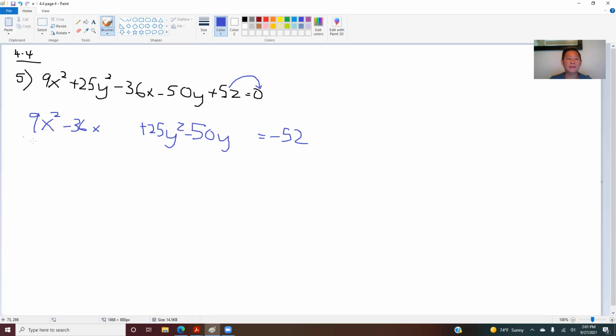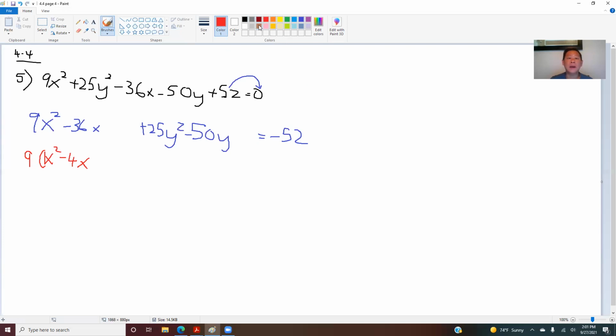Now let's take a look at the x terms. I'll do the x term, you do the y term for me. The second step is to factor the x squared so that the leading coefficient is 1. So I need to factor the 9 out. When I factor the 9 out, I will have x squared minus 4x, because 9 times 4 is 36. So this is your second step, to make sure that your x squared is 1x squared. If there is any number in front, you factor it out.